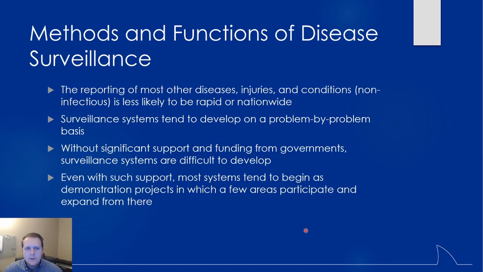For a lot of conditions, you're going to see that the reporting doesn't tend to be super rapid or nationwide, especially if it's not a big national priority at the time, and that these systems tend to be developed on a problem-by-problem basis. So for instance, if Zika virus becomes a big national concern or a state concern, especially here in Florida at the time, there was a new surveillance system put in place for that, right?